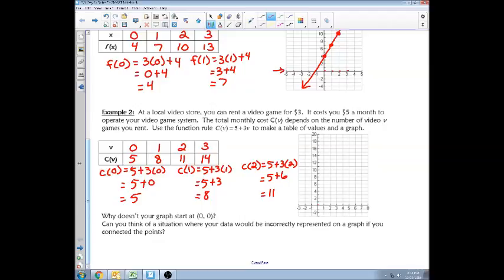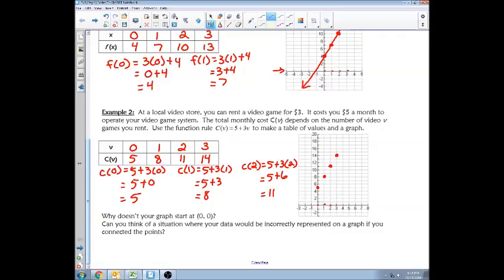Again, 0 on my x-axis is there, 5 on my y-axis is here. So I'm going to go ahead and make a point. 1 on my x-axis, 8 on my y. 2 on my x, 11 on my y. 3 on my x, 14 on my y. Now the question I have for you in this situation is, can I actually rent a partial video game? Can I rent half of a video game? Not really, all right? That's going to become important in a second.